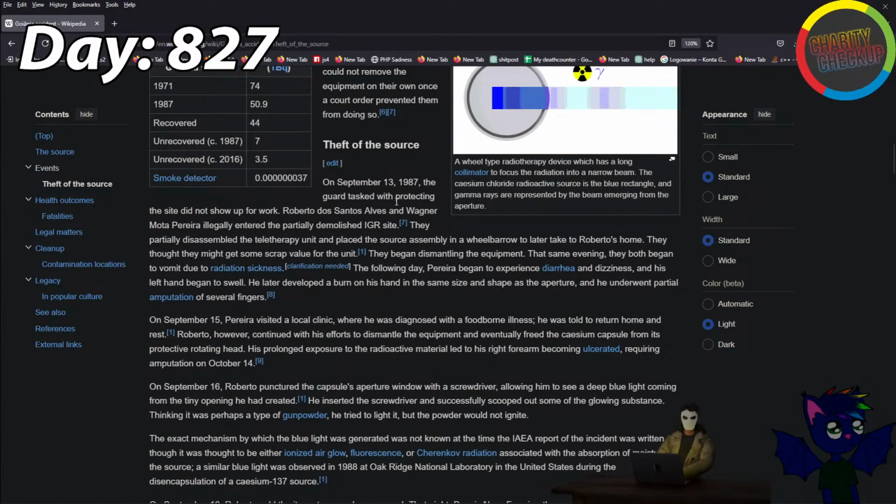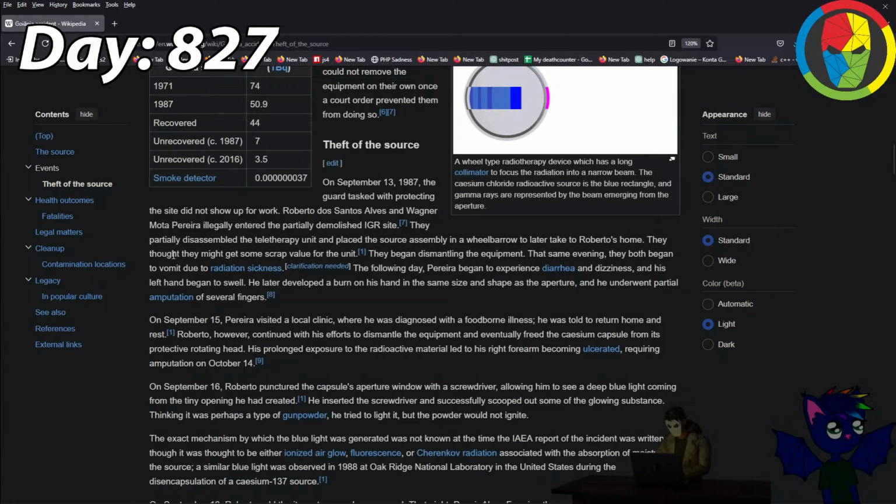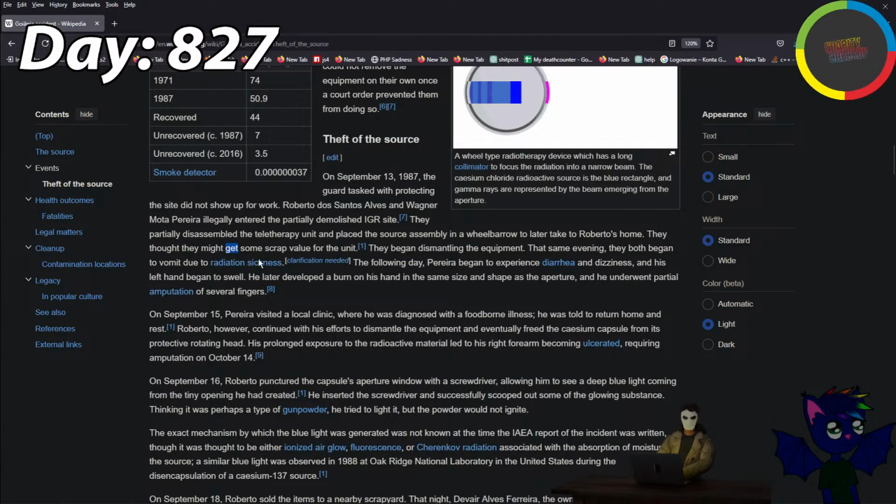Theft of the source. Just why? The guard tasked with protecting the site did not show up for work. This material is something about the... They thought they might get some scrap value for the unit. The same evening. That seems like a note you would find in a horror movie. Not a horror movie, a horror game. A note you would find.